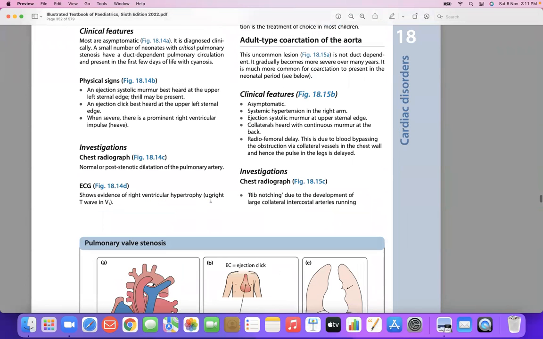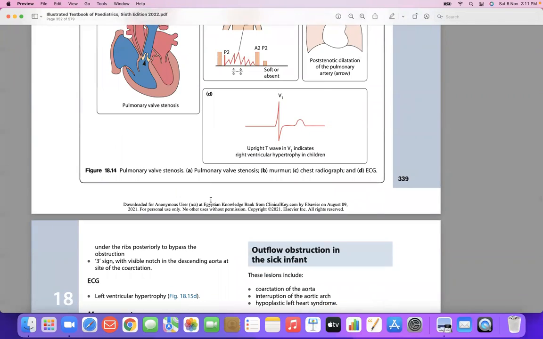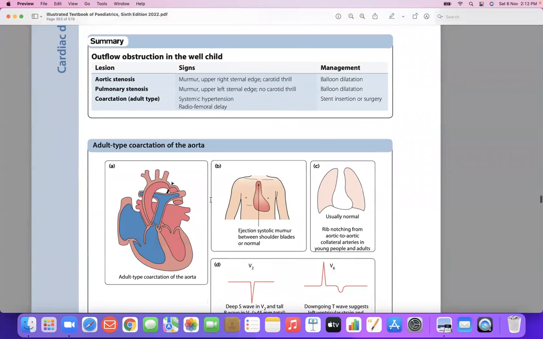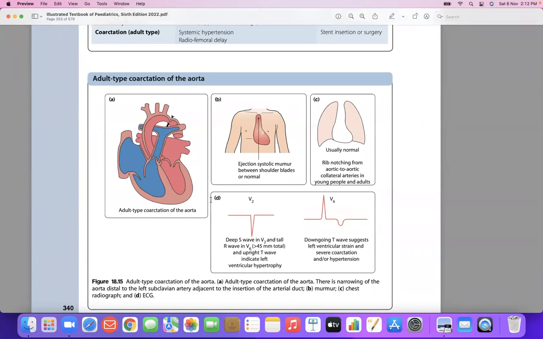So adult type coarctation of aorta. The child who presents on the second day after the closure of the duct will have severe coarctation of aorta. But there is something called adult type coarctation of aorta, which you should know. I don't know whether there is a picture for it or not. Yeah, it is there. So here, this is the adult type coarctation of aorta.